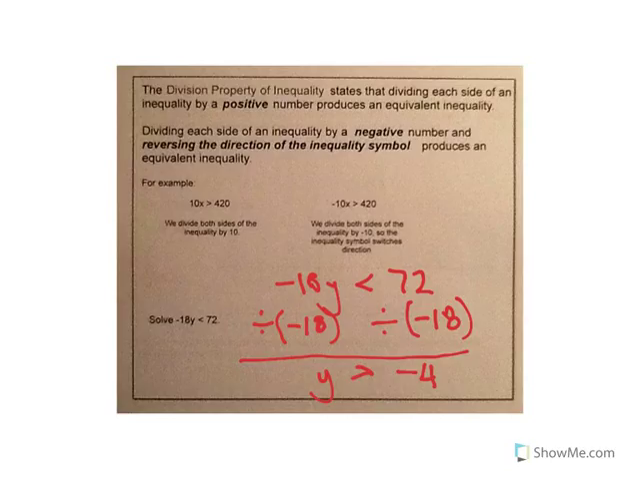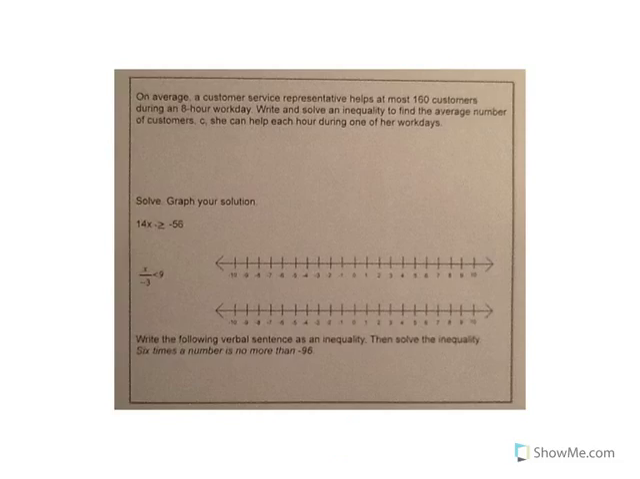Checking your answers is key. Going ahead and plugging in a value, I always like to use 0 because it's the easiest one to work with. Let's see if this works for y equal to 0. If that's the case, is 0 greater than negative 4? Yes, it is. So if I plug 0 into the original inequality, it should work. Negative 18 times 0 is 0. Is 0 less than 72? Yes, it is. So therefore, I know I have the inequality solved correctly because I flipped that sign.